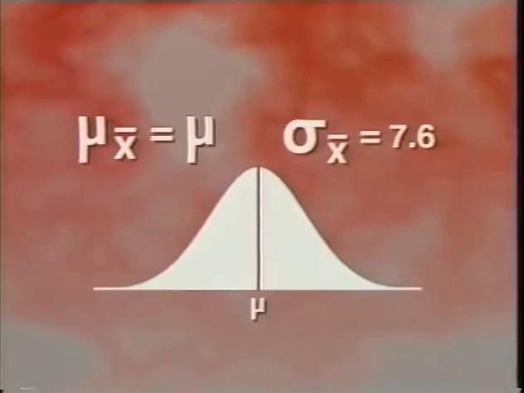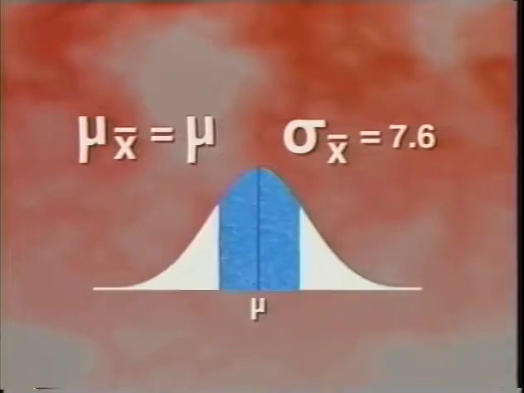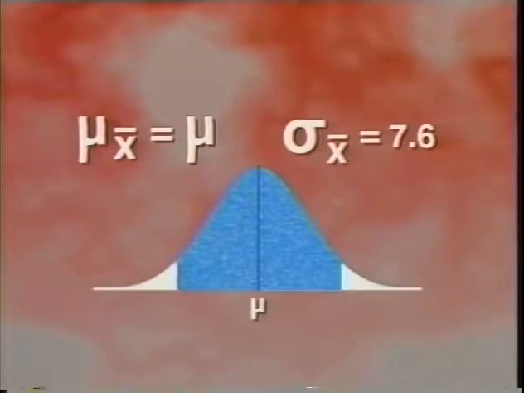Now recall the 68, 95, 99.7 rule. In any normal distribution, 95% of the observations lie within plus or minus 2 standard deviations of the mean. That's true of x bar as well. 95% of all possible samples give an x bar that lies within plus or minus 2 standard deviations of the population mean mu. Since in our case the standard deviation of x bar is 7.6, 2 standard deviations is 15.2. With this information, we can begin to make inferences about Will's blood pressure.